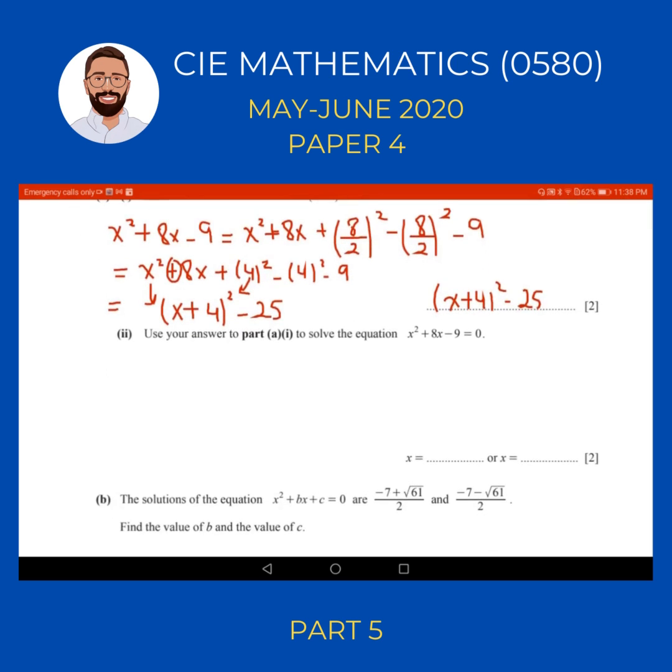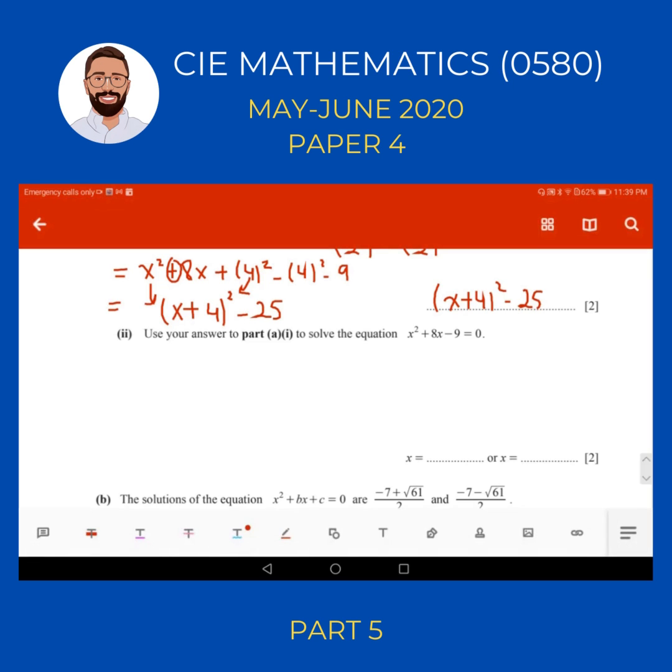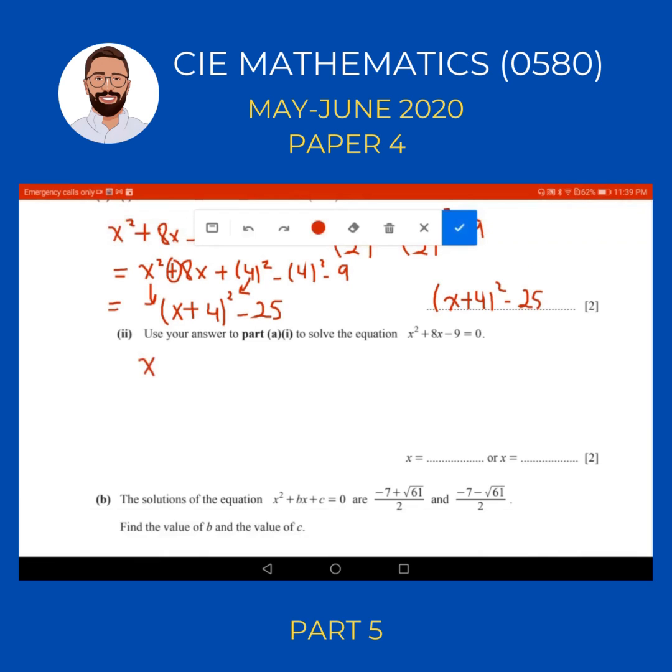Now in (a)(ii), we need to use your answer to part (a)(i) to solve the equation x squared plus 8x minus 9 equal to 0. So I need to equate the completed square form of the equation to 0. So here (x plus 4) squared minus 25 is equal to 0. So I need to shift negative 25 to the right. So (x plus 4) squared is equal to 25.